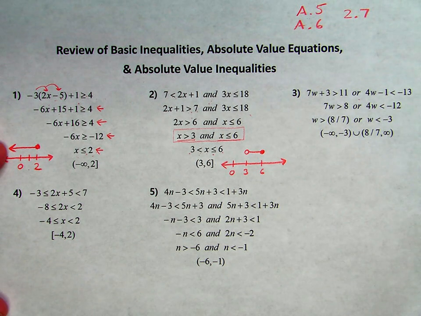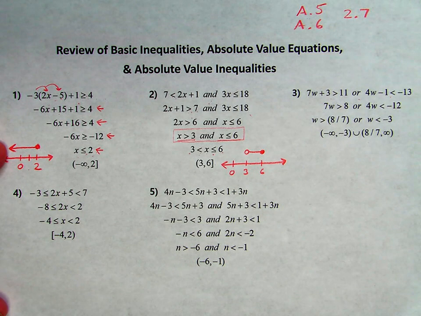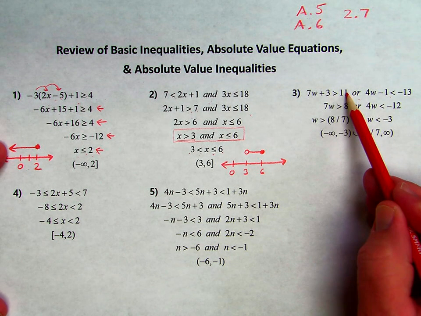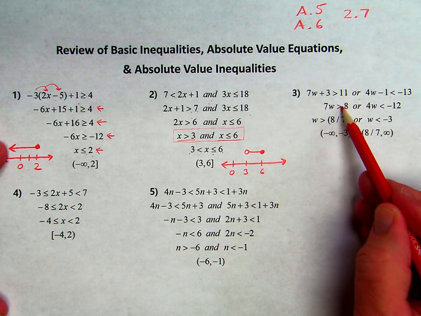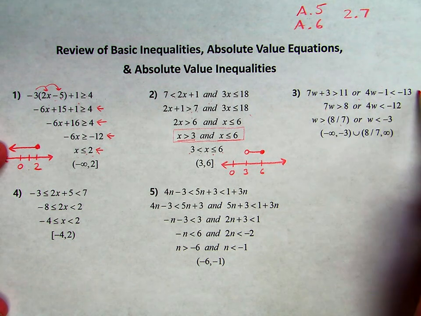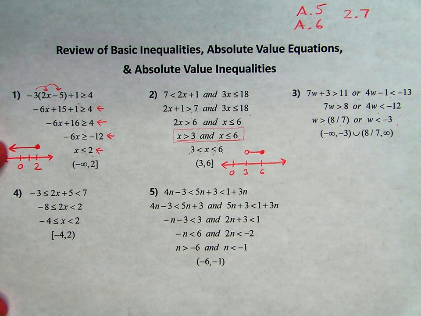Okay, number 3. Again, for a compound inequality, solve each one independently. So subtract over the 3, divide by the 7. Neither one of those moves would cause the arrow to flip. Add 1, divide by 4. Neither one of those moves would cause the arrow to flip.